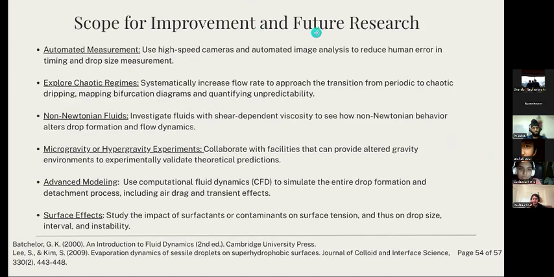Coming to the scope of further improvement and research, we can use high-speed cameras and automated image analysis to better understand the drop size measurement and the timing. We could systematically increase the flow rate to approach the transition from periodic to chaotic dripping, mapping the bifurcation diagrams and quantifying the unpredictability better.